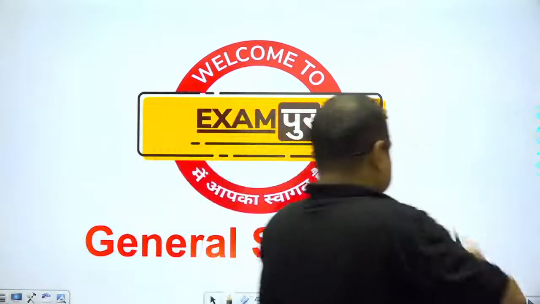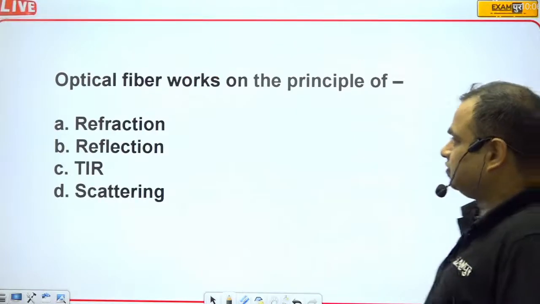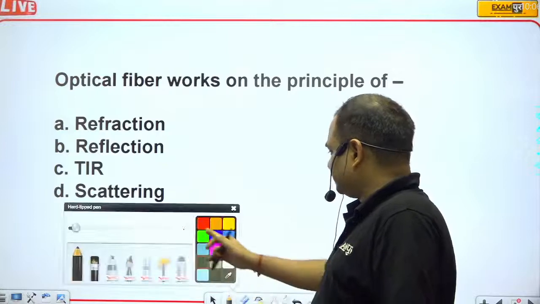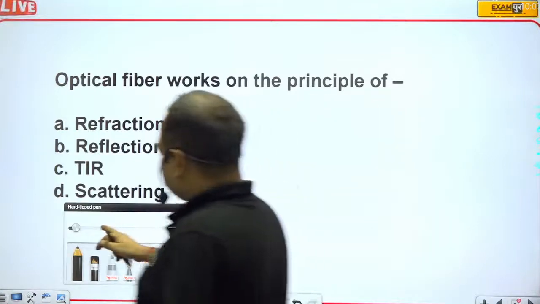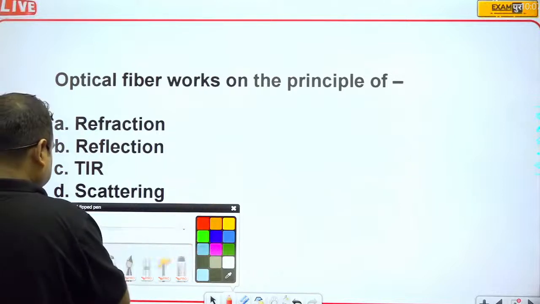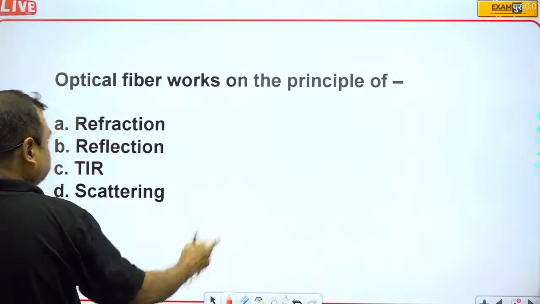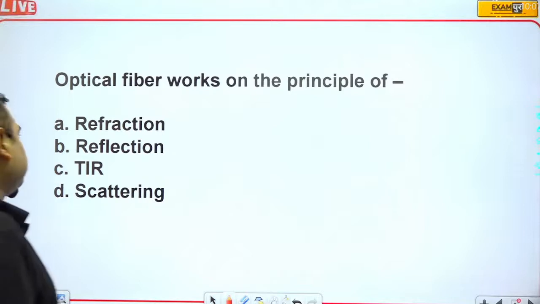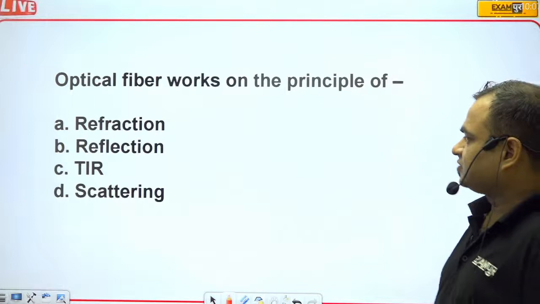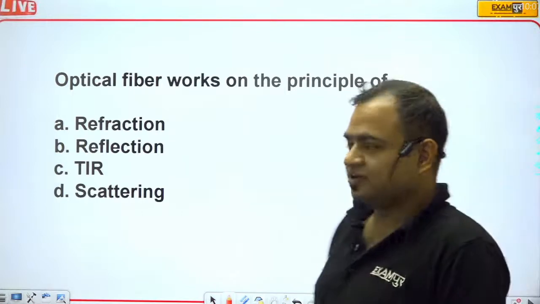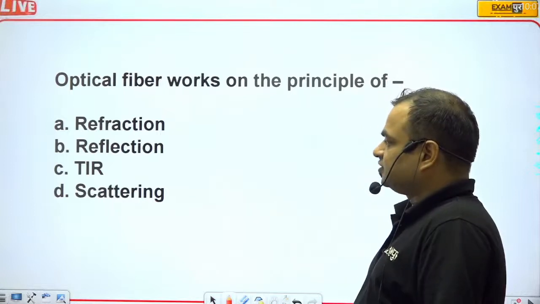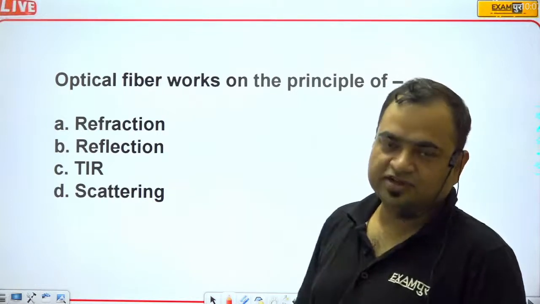So guys, we must start our question answer session. Question number one, you can see here. Optical fiber works on the principle of refraction, reflection, TIR, scattering. These are the four options.